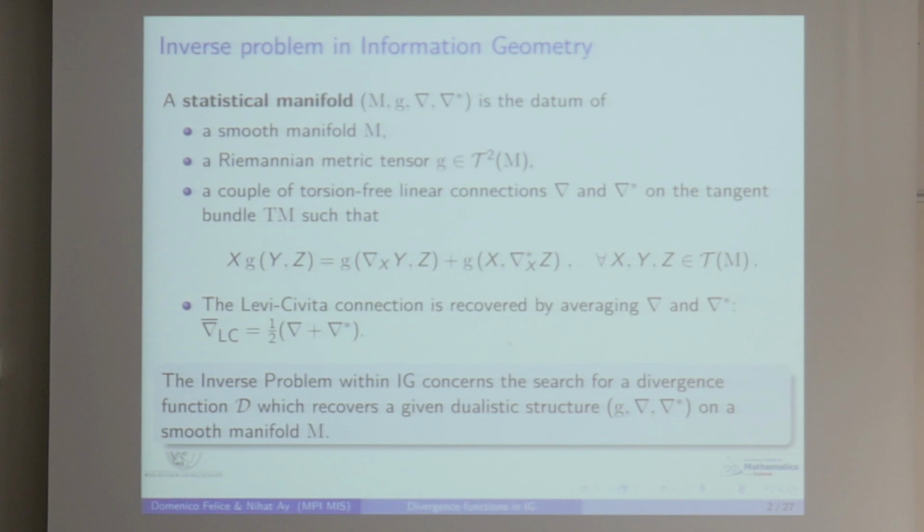The problem that we aim to deal with in this work is called the inverse problem within information geometry, and it concerns the search for a divergence function that recovers a given dualistic structure. So let us start with the dualistic structure G, nabla and nabla star on a smooth manifold M. We aim to define a divergence function in a way that we can recover this dualistic structure.